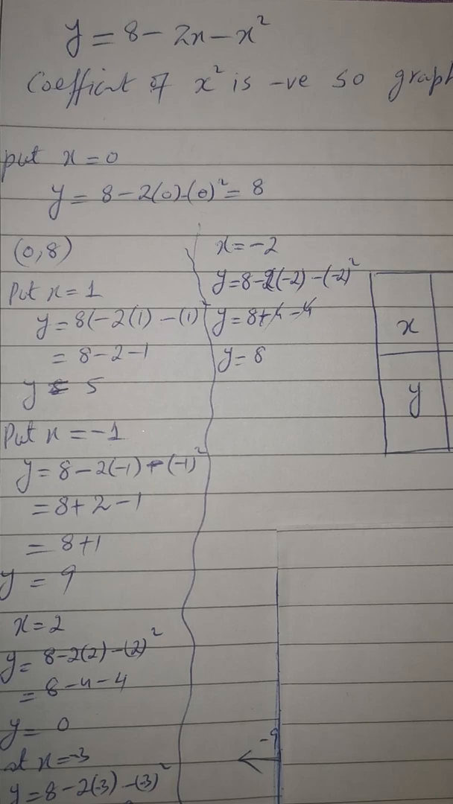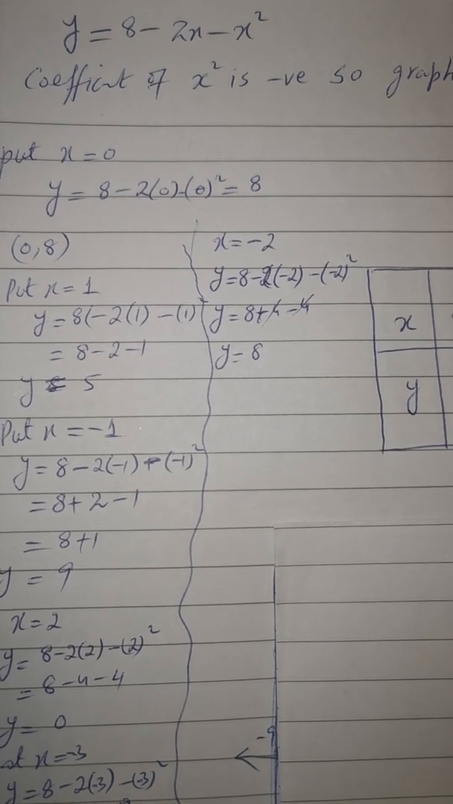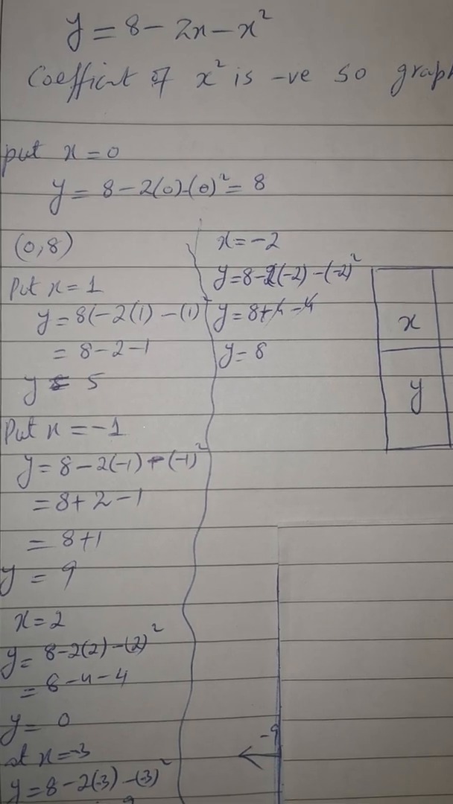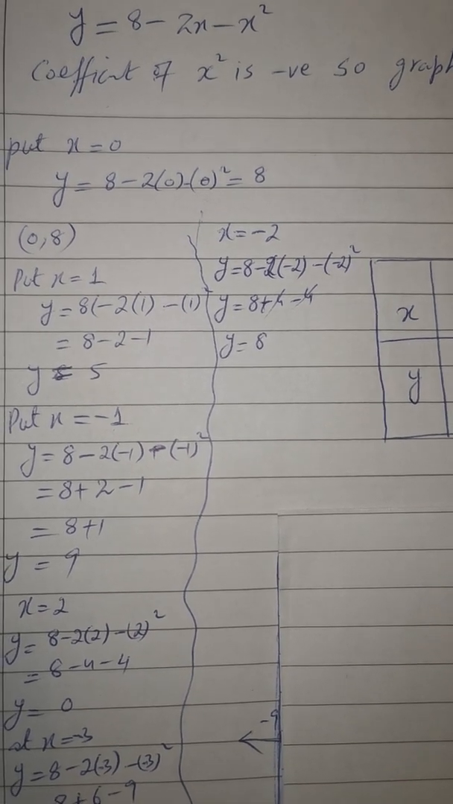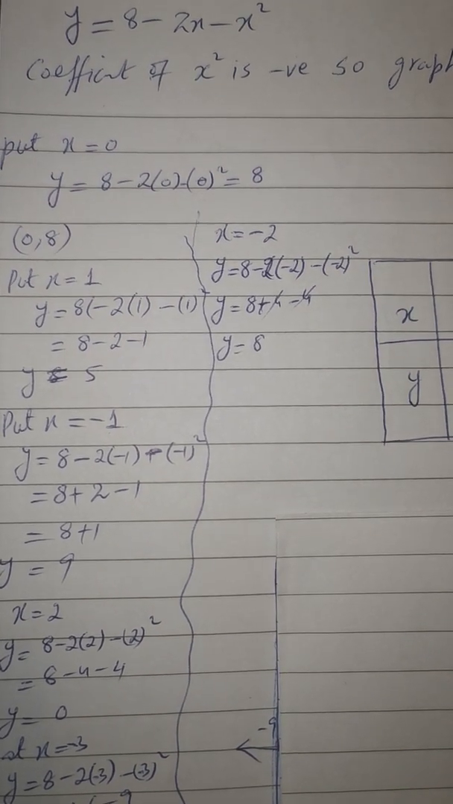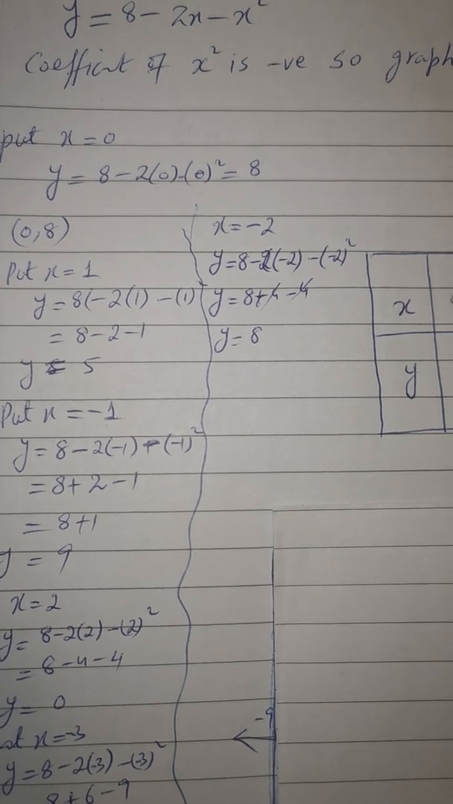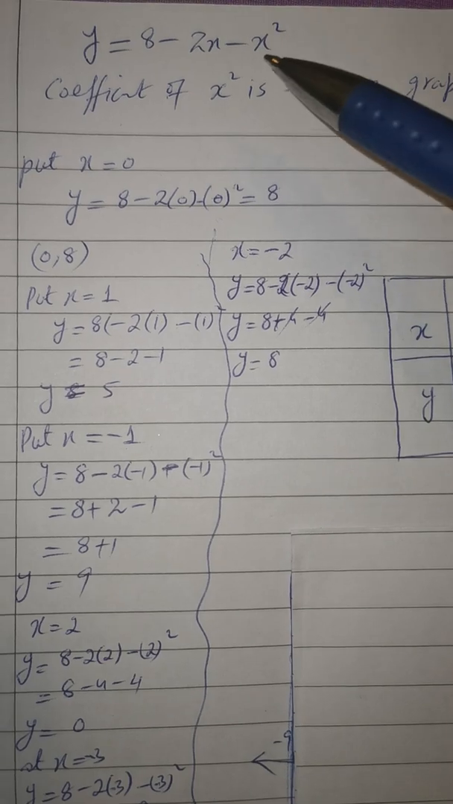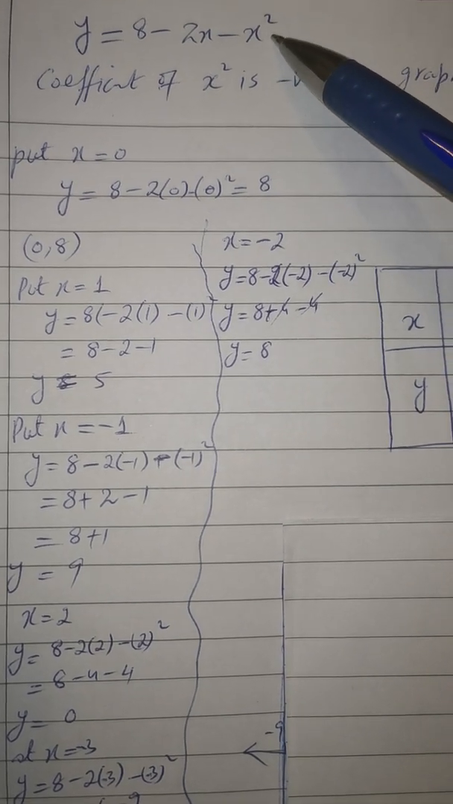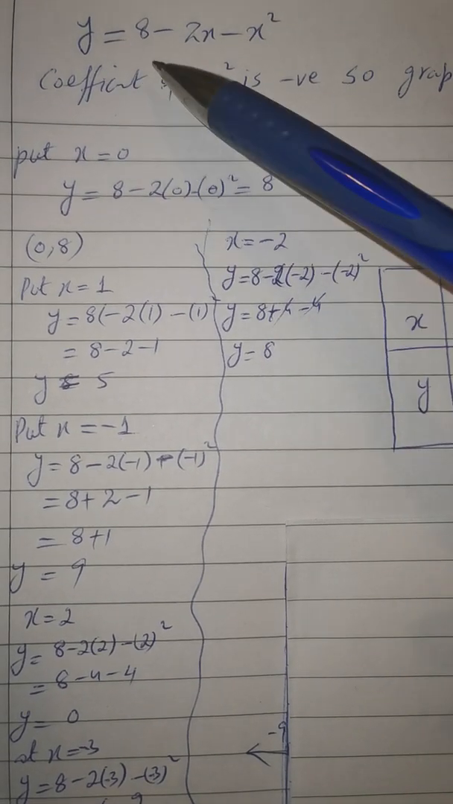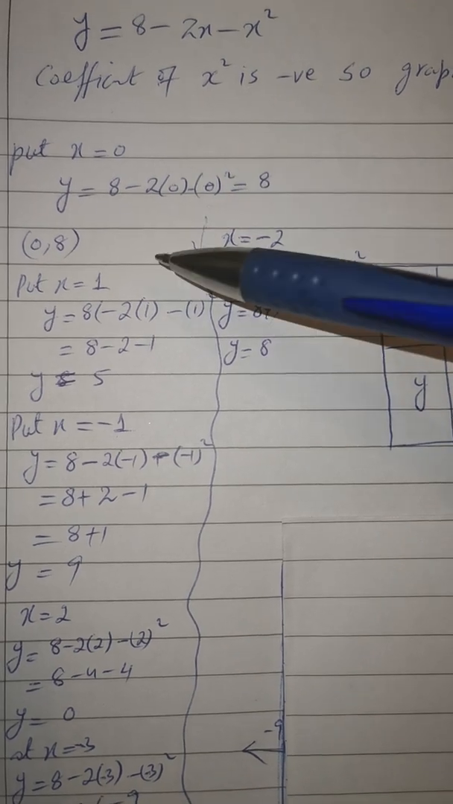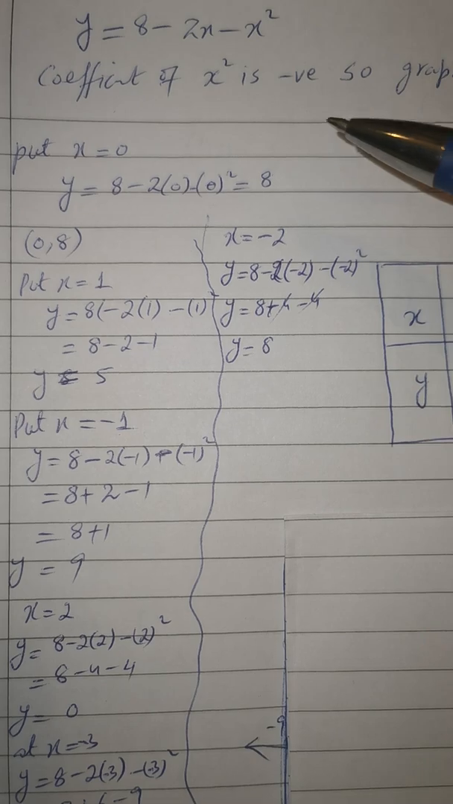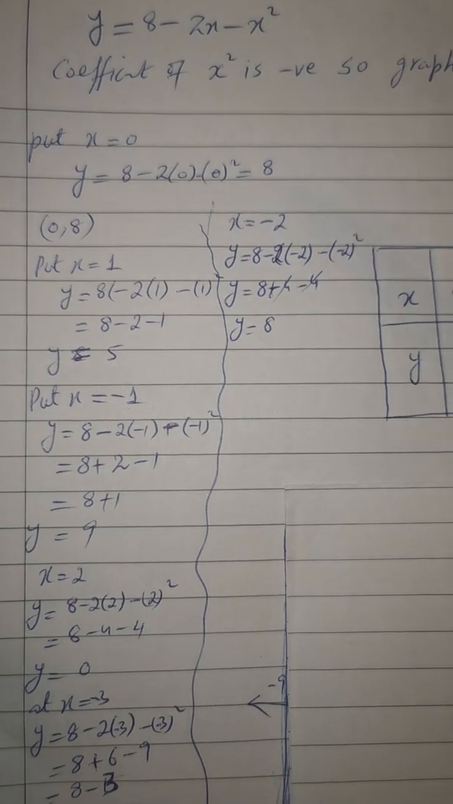First of all, to draw any graph, as I have told you earlier, we will find the values of x and y, the points. Whenever you have to find the points, you will choose any value of x, put that value of x in the given equation, and then you will get the value of y. Give different values to x, you will get different values of y, and you will get different points.